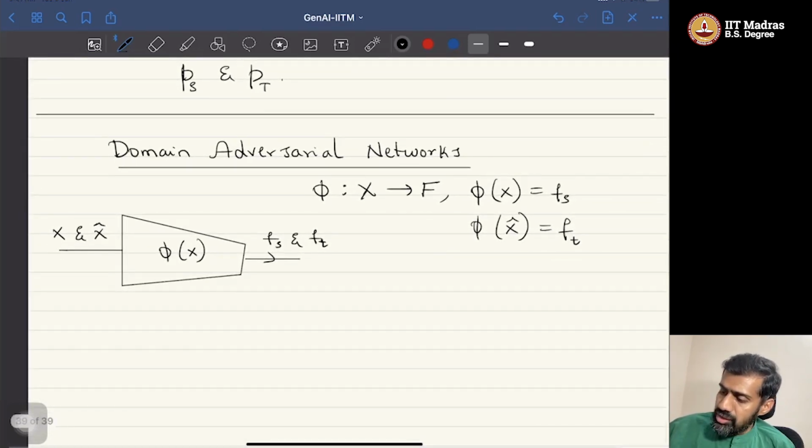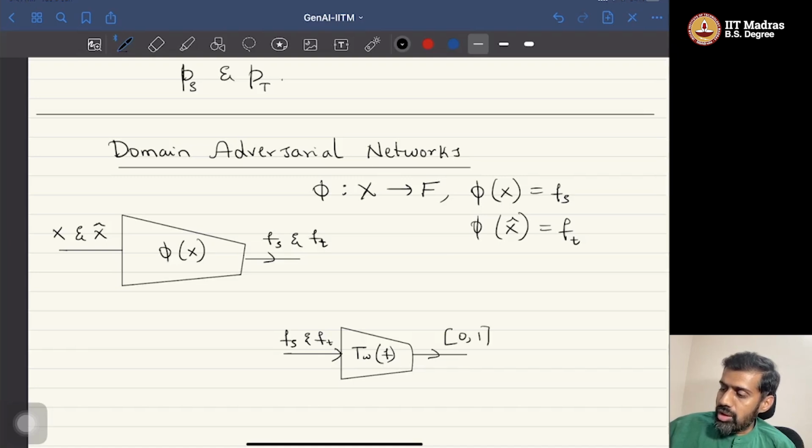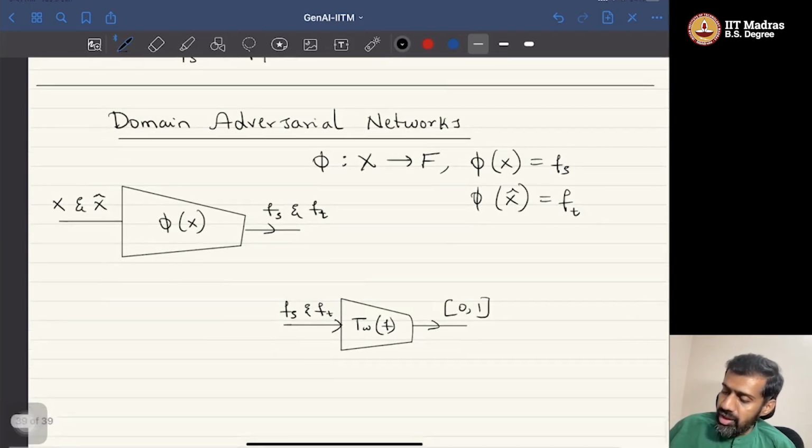Now we have another discriminator here. Let us call this D_W of f, and this discriminator would take fs and ft as input. As usual, it would give you values between 0 and 1. Here, let's say that fs, the features for the source distribution, has a distribution pfs, and the features from the target distribution has a distribution pft.